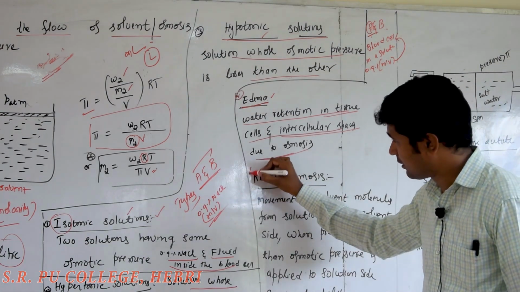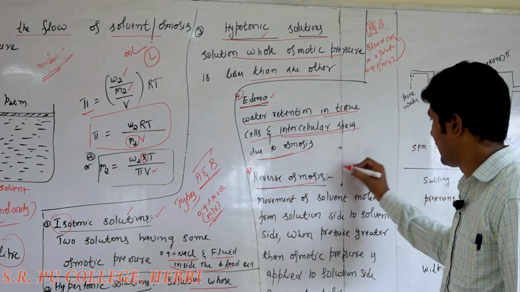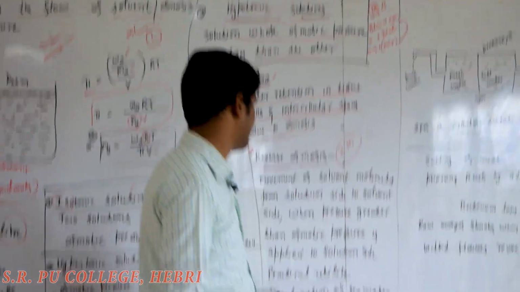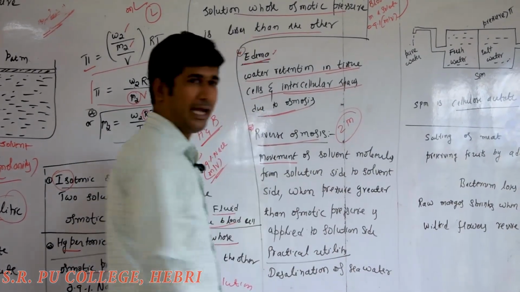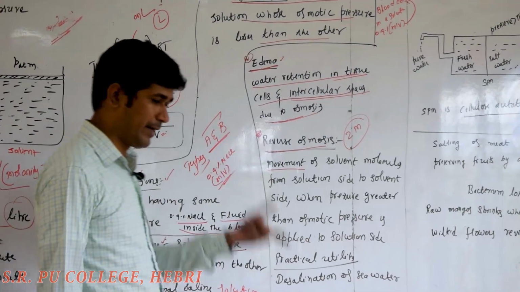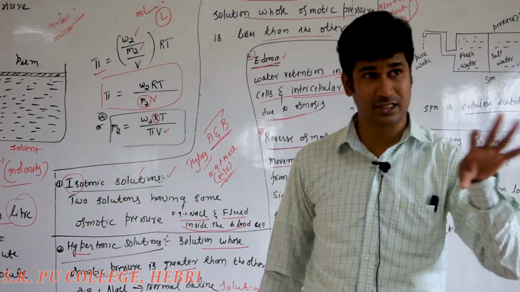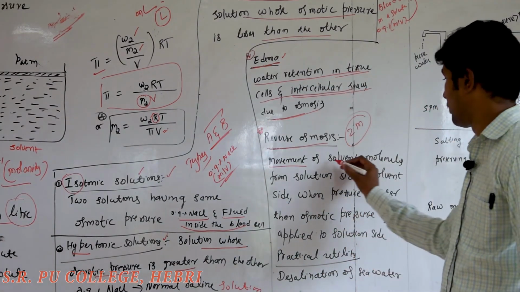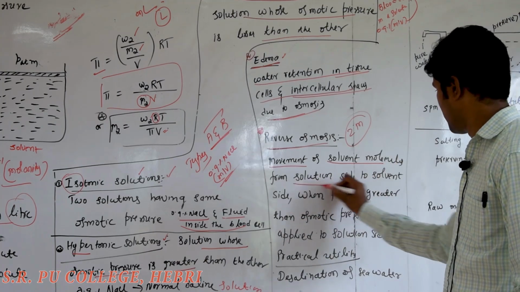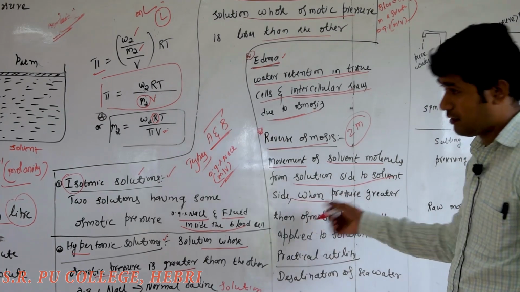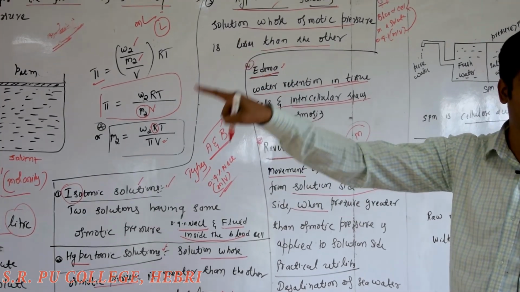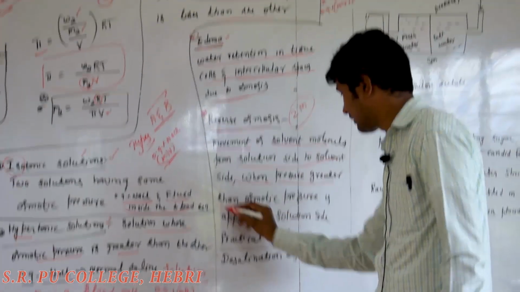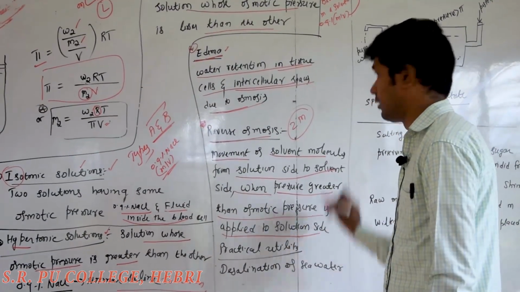Next, another very important term is reverse osmosis. This will be asked for 2 marks: the definition and its practical utility. What is reverse osmosis? In osmosis, movement of solvent molecules takes place from a region of lower concentration to higher concentration. In reverse osmosis, movement of solvent molecules takes place from the solution side to the solvent side, means from higher concentration region to lower concentration region. When does it take place? When pressure greater than osmotic pressure is applied to the solution side.